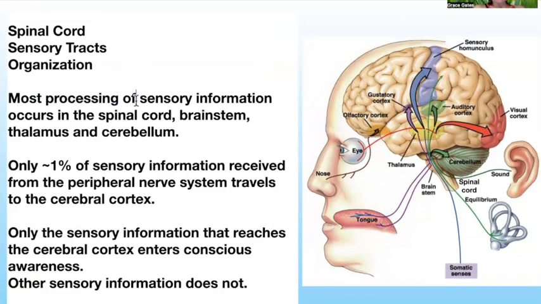Okay, most processing of sensory information occurs in the spinal cord, the brainstem, the thalamus, and the cerebellum. Only 1% of sensory information received from the peripheral nervous system travels to the cerebral cortex, and only the sensory information that reaches the cerebral cortex enters conscious awareness. Other sensory information does not.